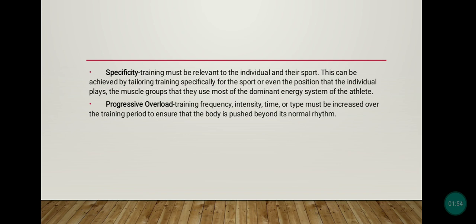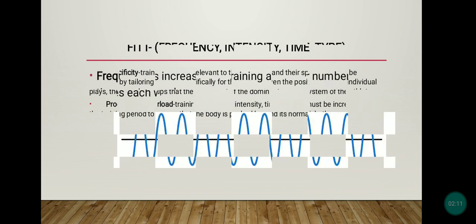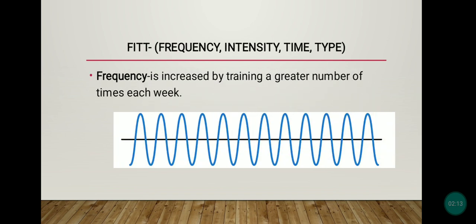Next one, we have progressive overload. Training frequency, intensity, time or type must be increased over the training period to ensure that the body is pushed beyond its normal rhythm. So now we have the FIT, or the frequency, intensity, time, and type. When we say frequency, it is increased by training a greater number of times each week.